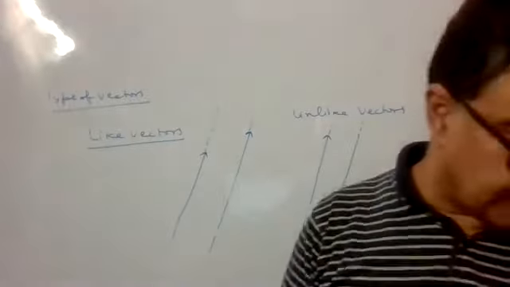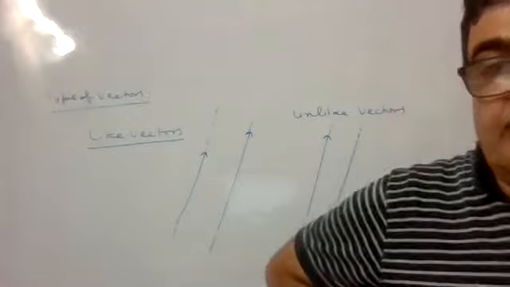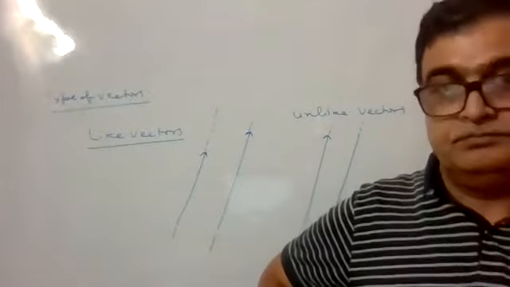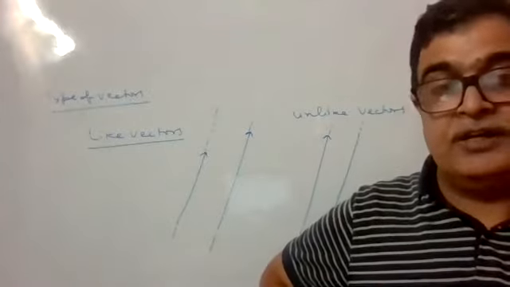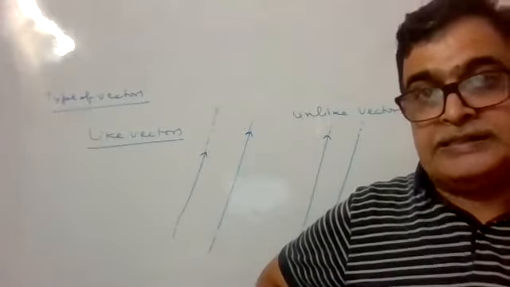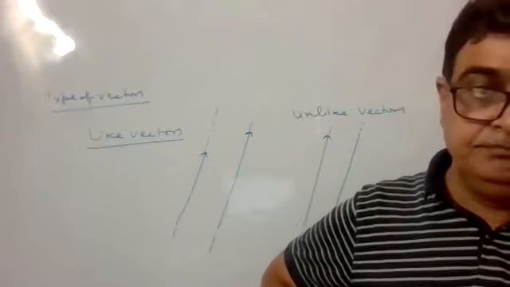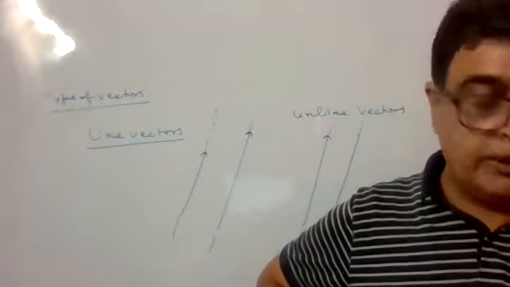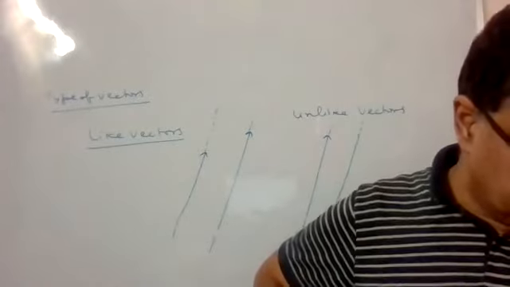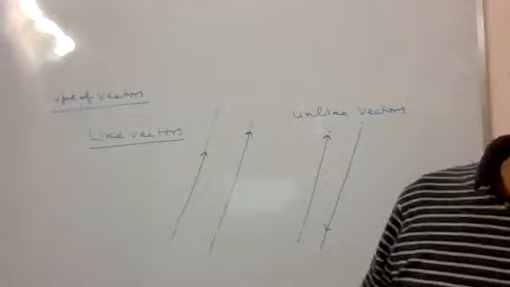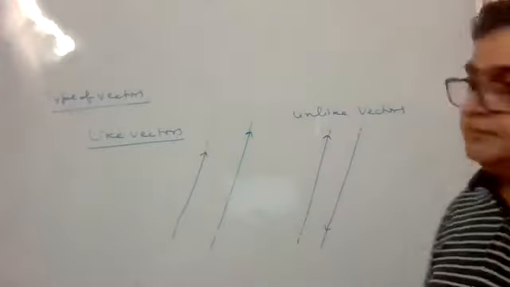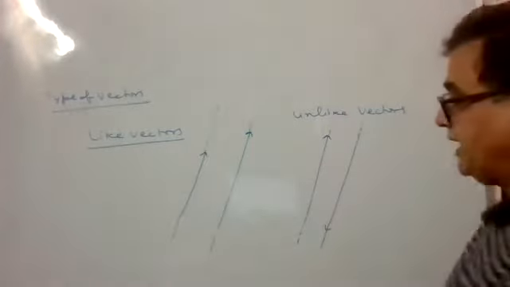Vectors having the same or parallel support lines. The vectors which have parallel or the same support line are called parallel vectors. Clear?